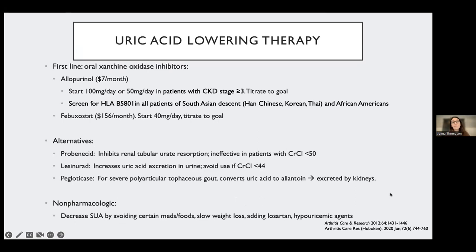First line therapy for gout includes the xanthine oxidase inhibitors, allopurinol, which is our sort of tried and true medicine for gout. It works really well. The main reason it doesn't work is that patients don't take it. And you have to tell them, you have to take this every single day, because starting and stopping allopurinol or other uric acid lowering therapy will precipitate a flare.